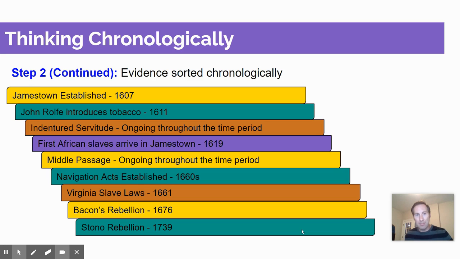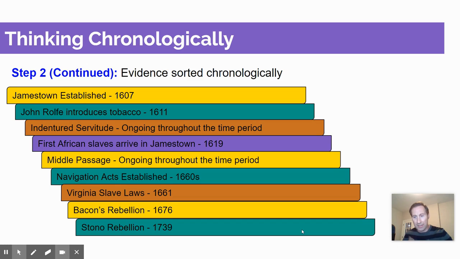So this is that same list, only now it's been put into chronological order. And I've even put in some of the important dates here so that you can see when they took place. So this is a kind of a scattering of, Jamestown being the first thing that happened to the last thing that I listed, the Stonewall Rebellion in 1739.